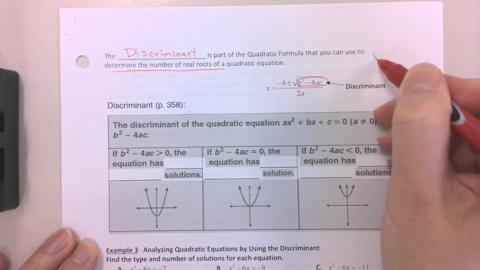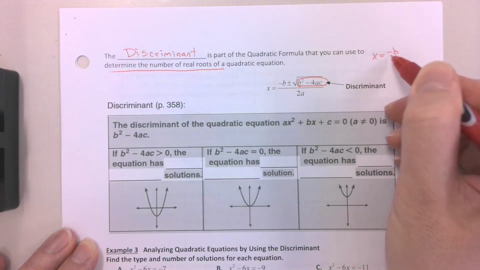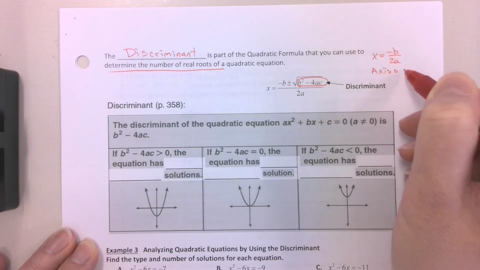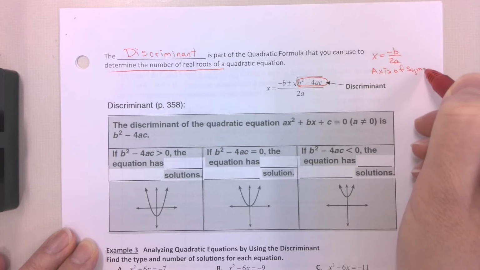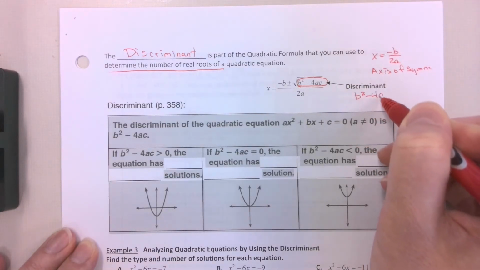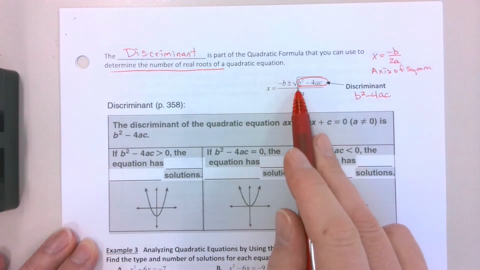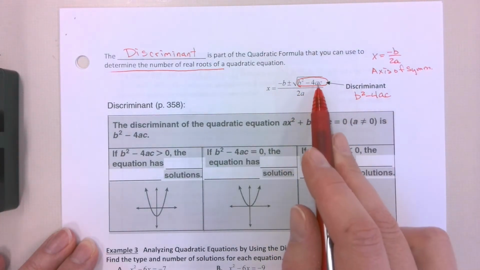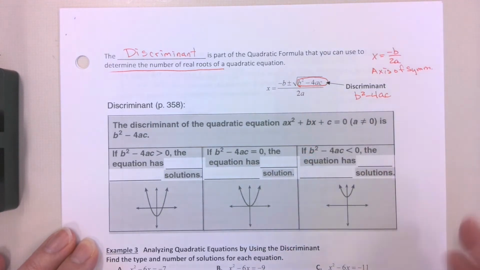So as a reminder, we have the x equals negative b over 2a. And again, that is our axis of symmetry, which helps us find our vertex. The discriminant is simply b squared minus 4ac. Notice that the square root sign is not a part of it. So the discriminant is what we would be taking the square root of to solve.